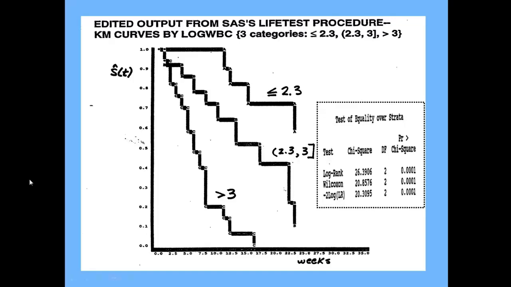Well, see, the log-rank test is 26, and you see it's 2 degrees of freedom. Why? 3 curves. Big deal, right? This is easy, right? Now you notice it's 20 with 2 degrees of freedom for the Wilcoxon. Can you sort of figure out why?